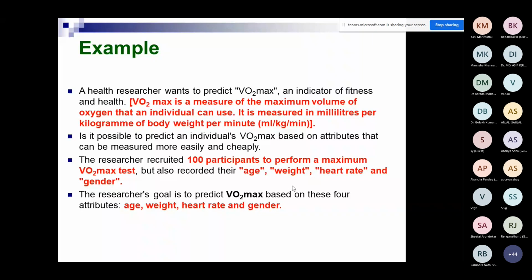A majority of the participants are from a business background. Just remember, VO2 max is actually one numeric ratio scale dependent variable.